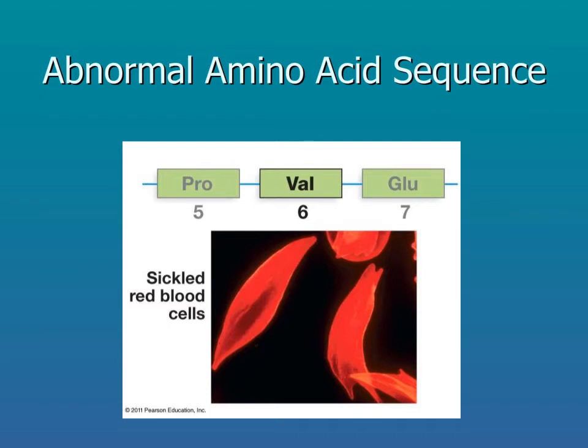In addition, the abnormal hemoglobin causes the cells to form a sickle shape, and they tend to clump together in small blood vessels. People with this condition have sickle cell anemia and experience many ailments, such as low oxygen levels, aneurysms, and organ failure, all from one amino acid change.